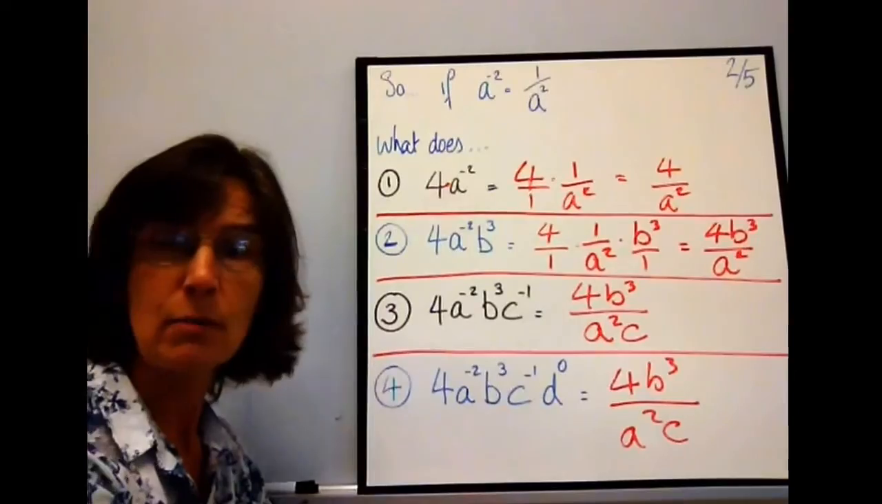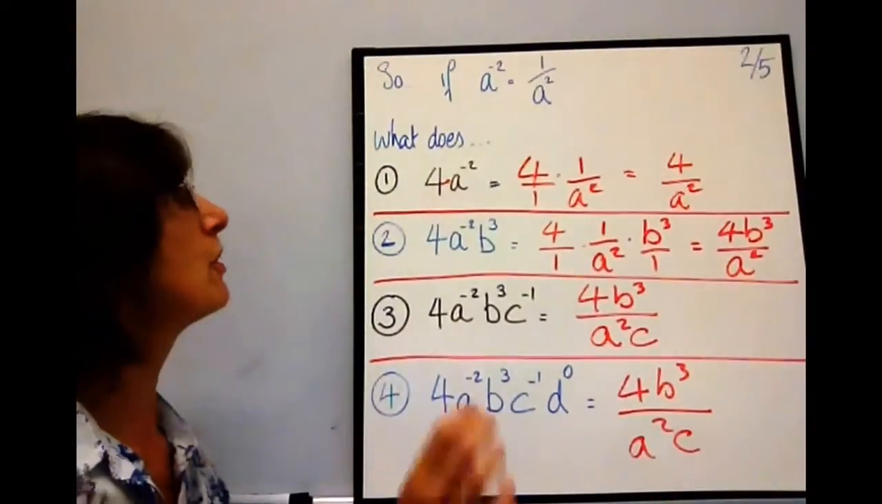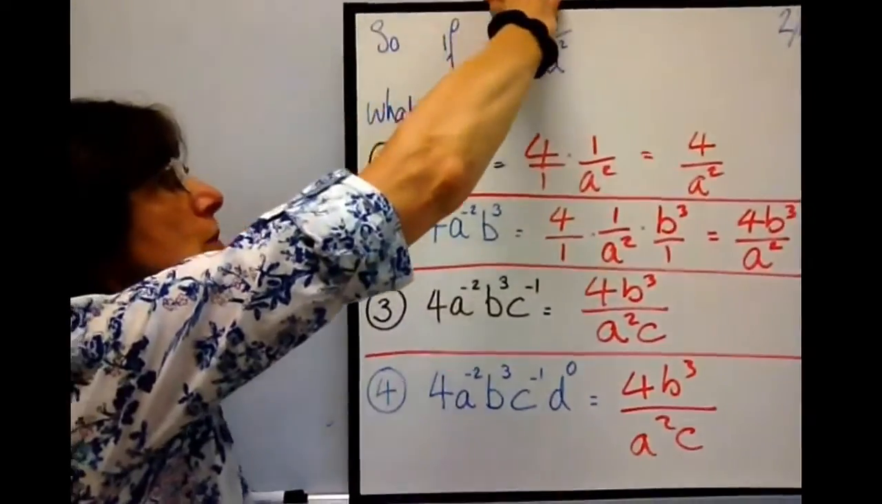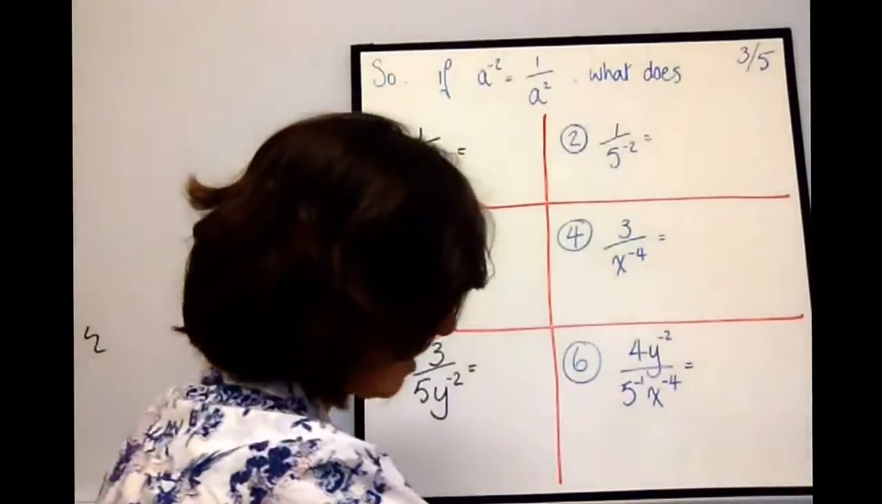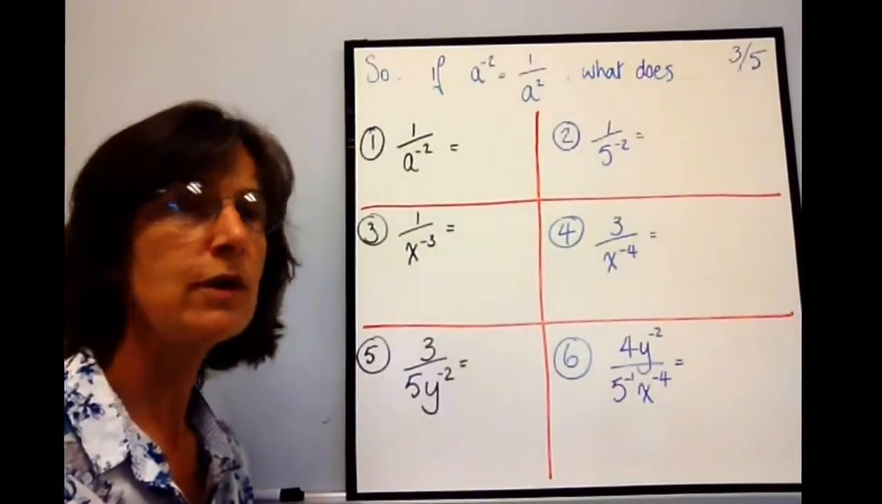Now you can put me on pause at any time you want so that you can copy this down, but I'm going to move on to board 3 of 5, so you know where we are in the sequence of things. We're on board 3 of 5.